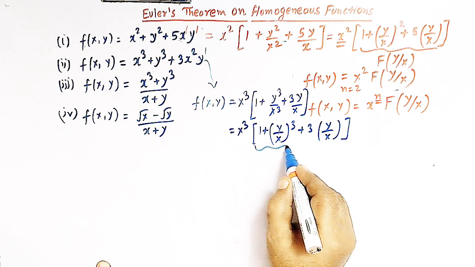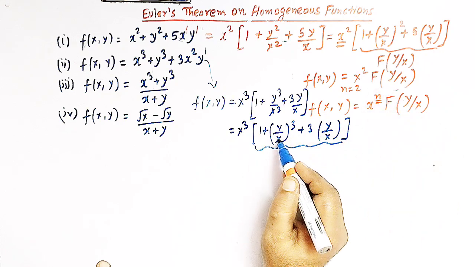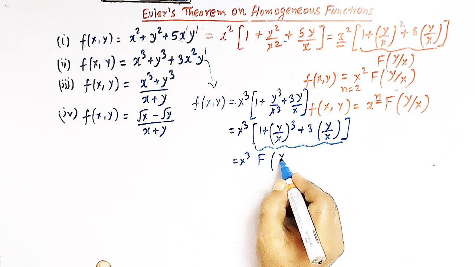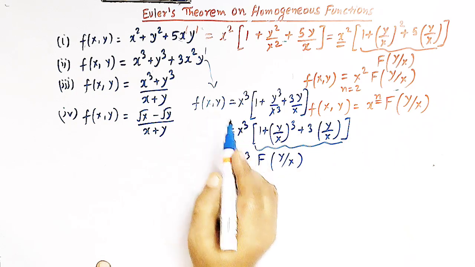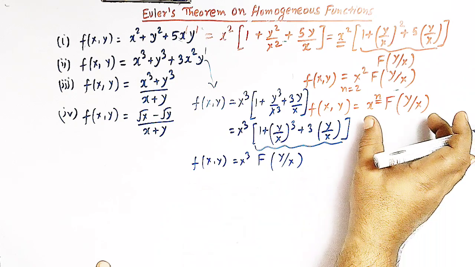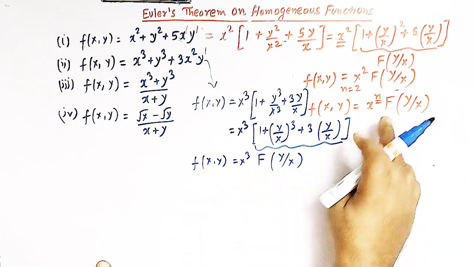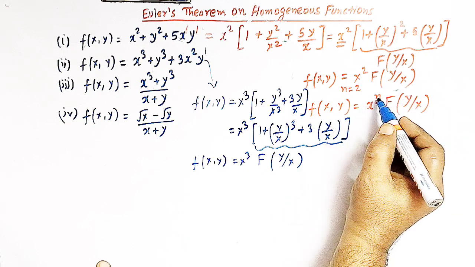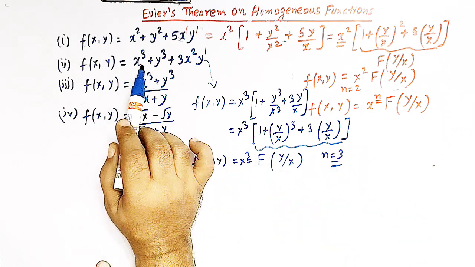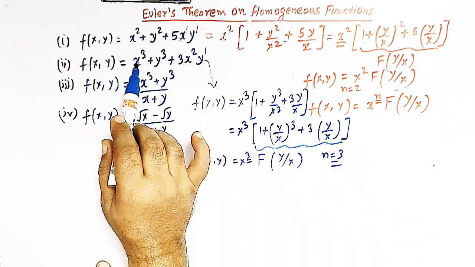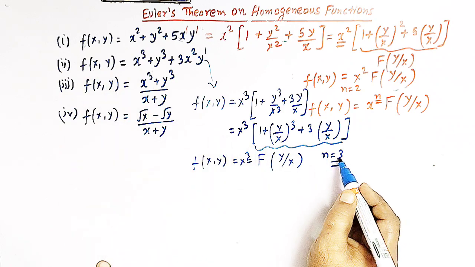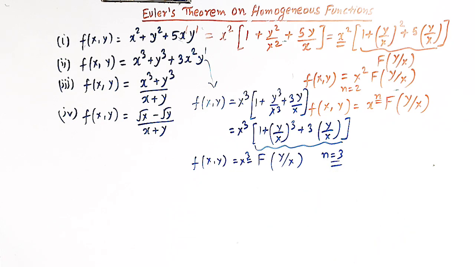Right, so now this expression is again a function of y over x. So we can now write x cube and F of y over x. So this function, that is f of x comma y, is now expressed like this. And if we compare these two expressions, then we can see that the value of n is 3, that is the degree of a homogeneous function is 3. So this is also a homogeneous function, and the degree n is equal to 3.